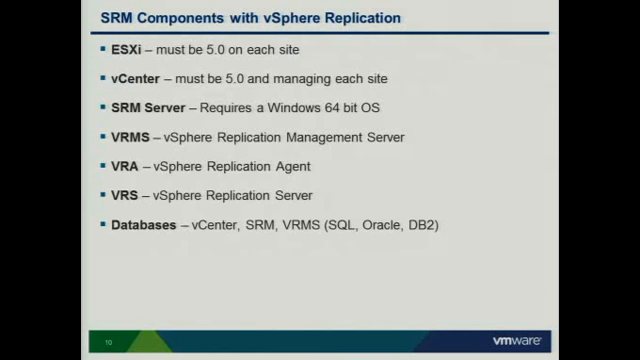So the requirements are all the components that make up VR. We have our ESX servers, and these must be ESXi 5 at both sites, and we have our vCenter server and our SRM server. It's very similar to how SRM works today, and you'll need those at both sites. But we've added the vSphere Replication Management Server, the VRMS, the vSphere Replication Server, the VRS, and the VR agent.